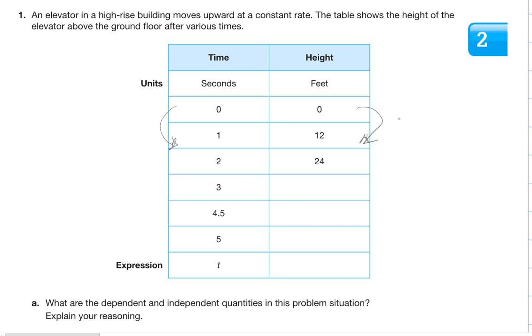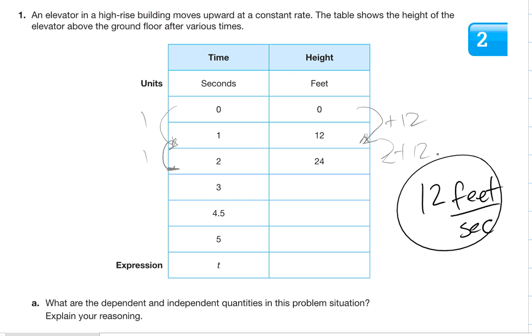And in 1 second, you can see during this first second in time increase, the elevator increased a height of 12 feet, plus 12 feet. So in 1 second, it went up 12 feet. And then during the next second, it went up another 12 feet, plus 12 feet. So based on that and the fact that they tell me that it is a constant rate of change, I can see the unit rate of change here. I am increasing 12 feet per second. So this is my rate of change.